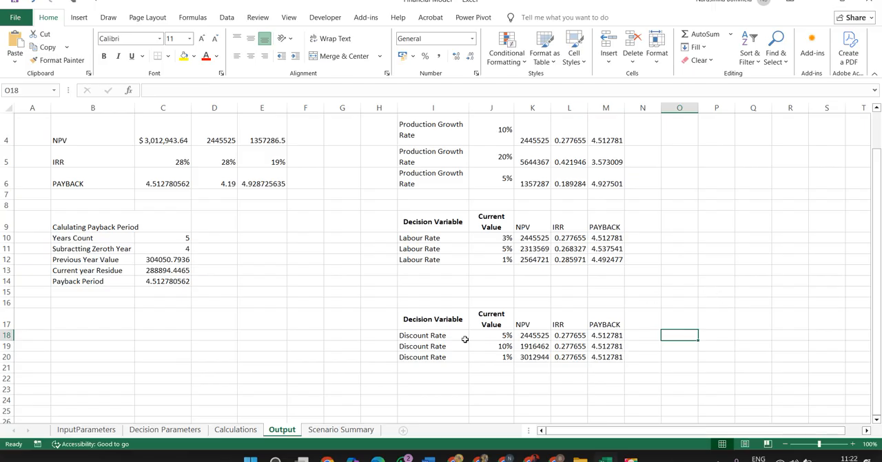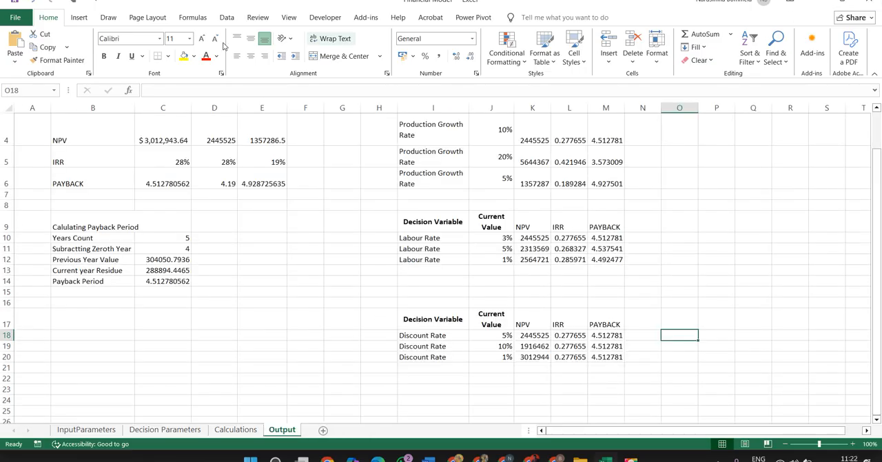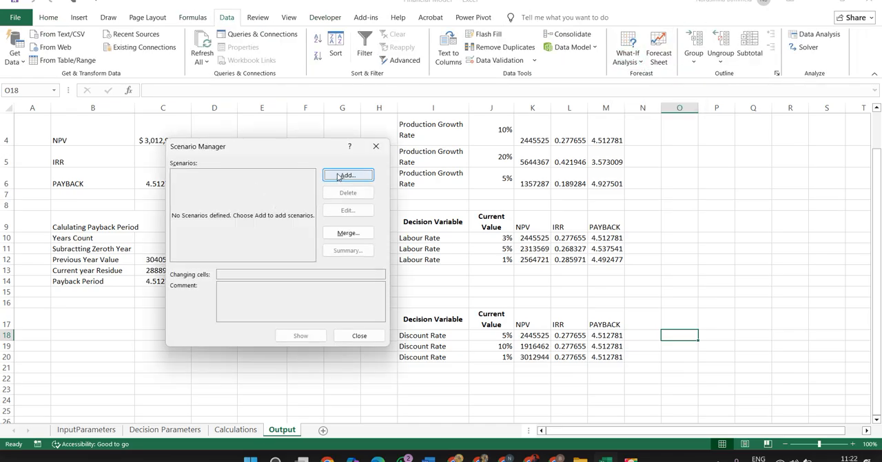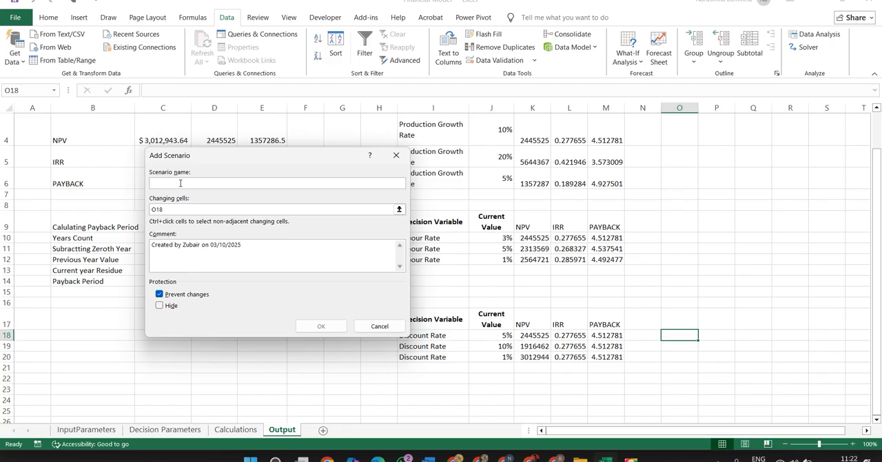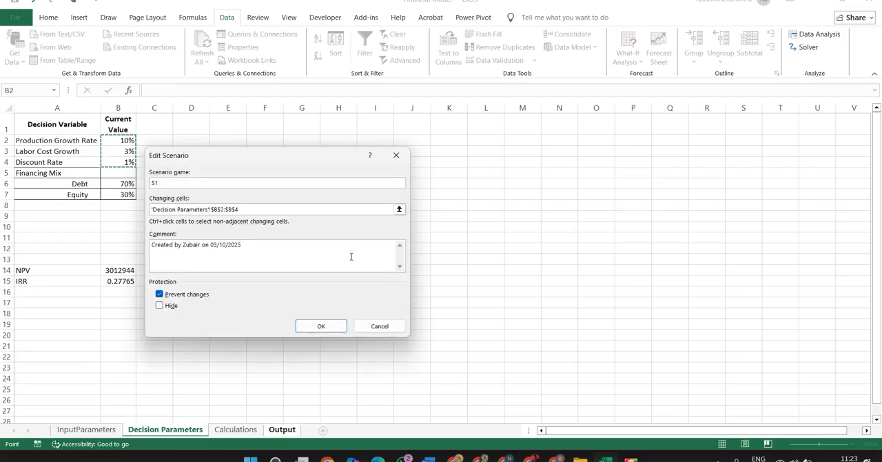So these are some basic calculations. And anyhow, in scenario management, remove the previous one, delete. Okay, so go to scenario manager. Now add new values. Scenario name, maybe scene one. By changing the cells of decision parameters, these three values. Okay, changing cells.